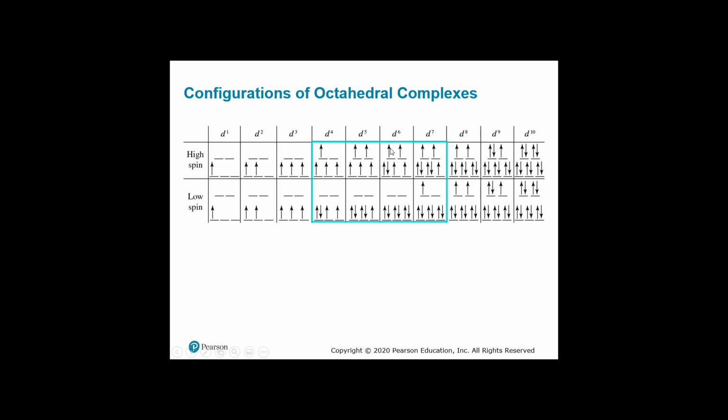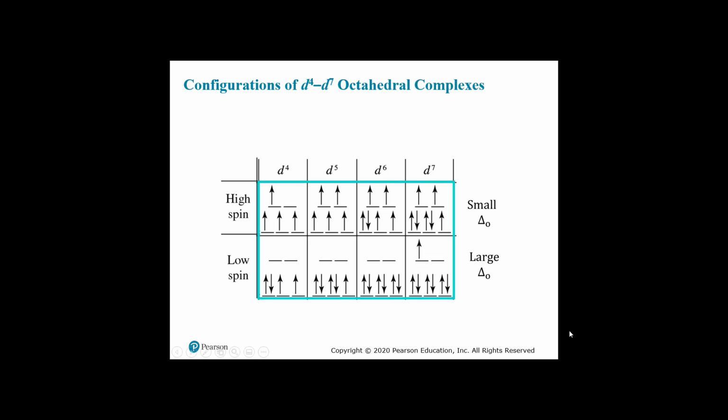So that's what it's showing here, the d1, d2. It has nothing to do with energy. That's how these are set for this. For d8, d9, and d10 metals, the three lower energy orbitals are completely filled. So the remaining electrons fill the two higher orbitals, and that's also independent of the change in energy.